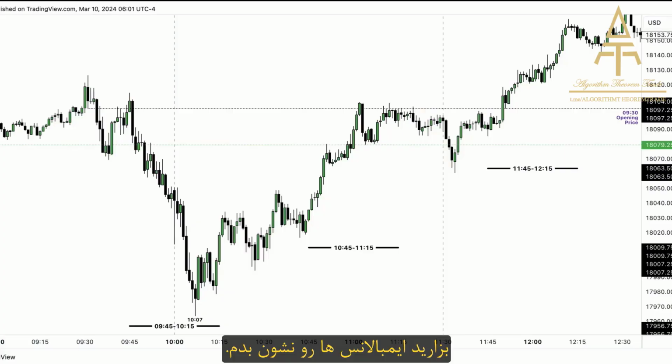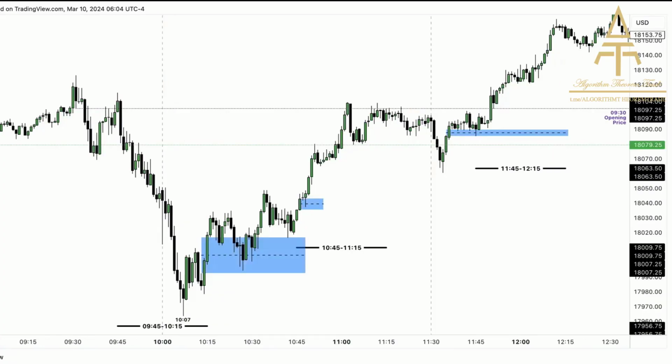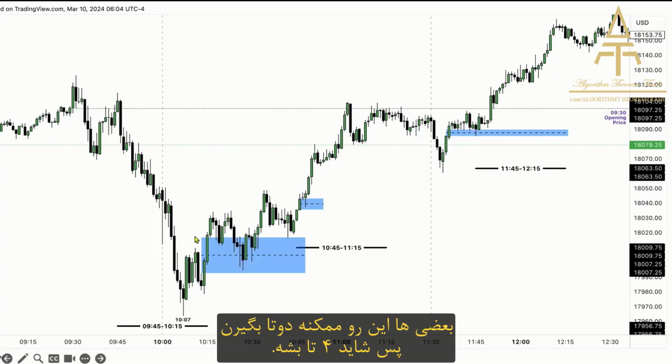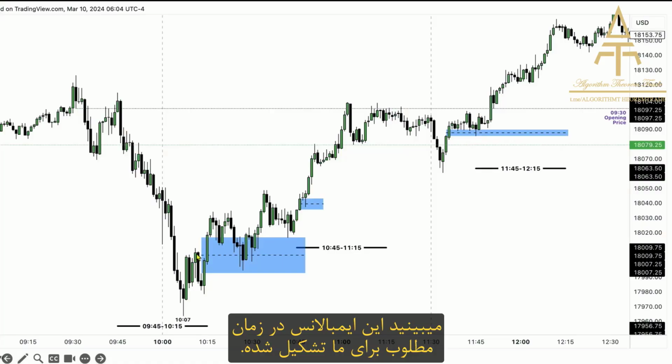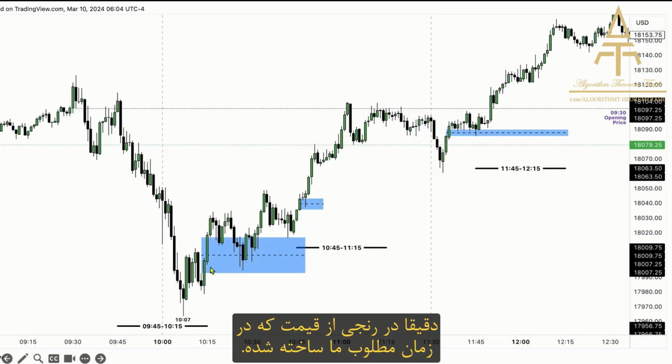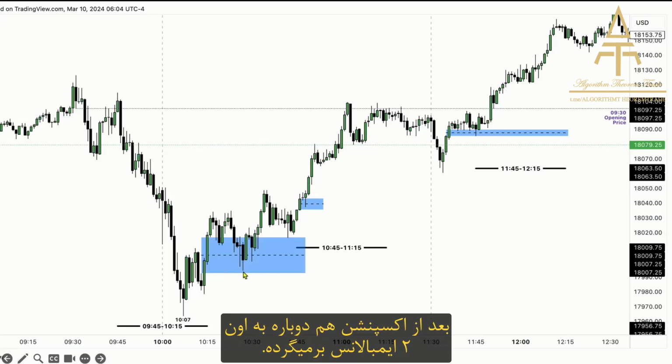Let me now annotate some imbalances for you. What you can see is that I've annotated 3 imbalances, or 4 if you count these imbalances as 2. This imbalance right here formed during our time of interest. Market reprices into it, and notice where the low forms inside of that price range that formed during our time of interest. Market begins to expand higher, keeps on reverting to those two imbalances.